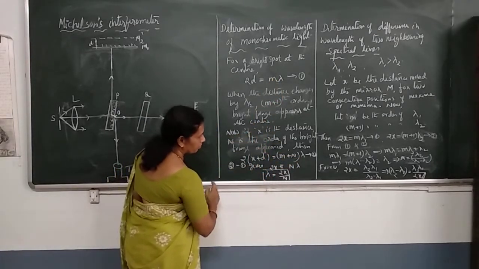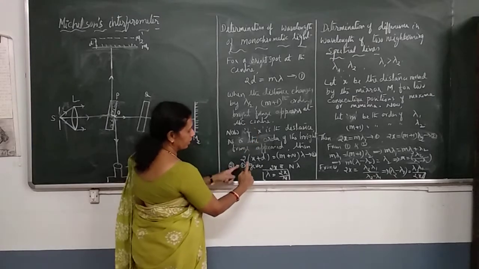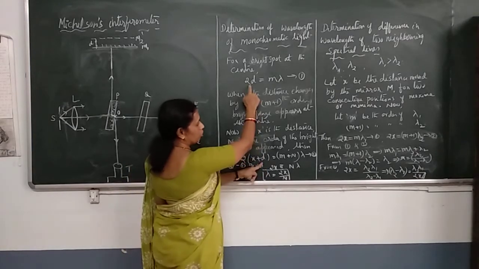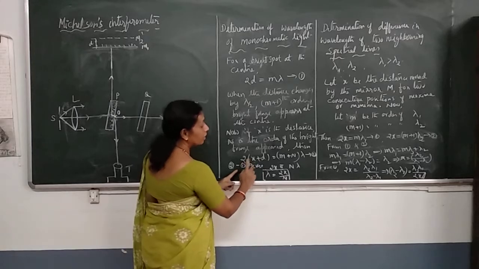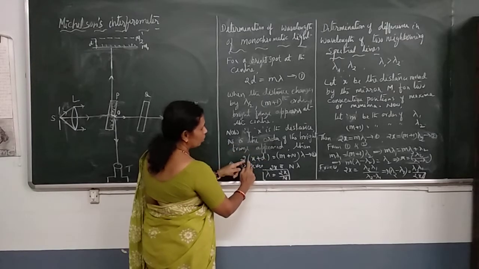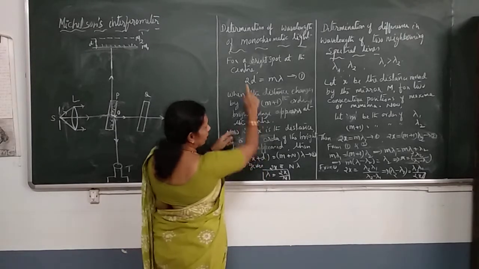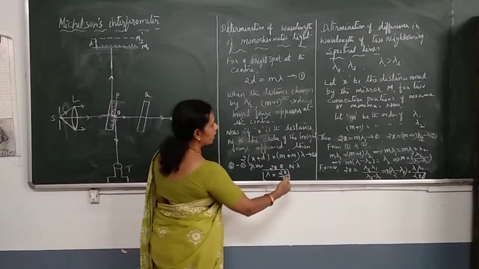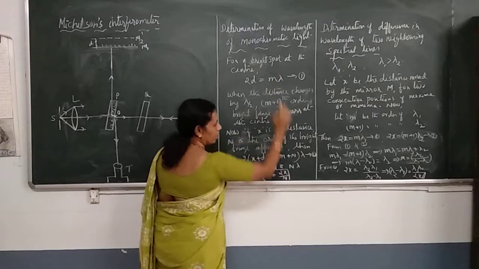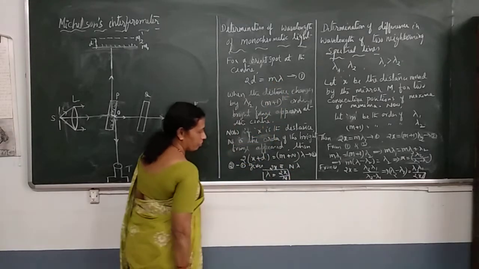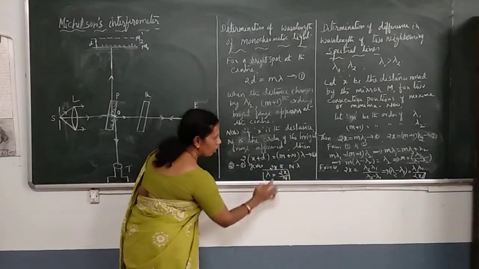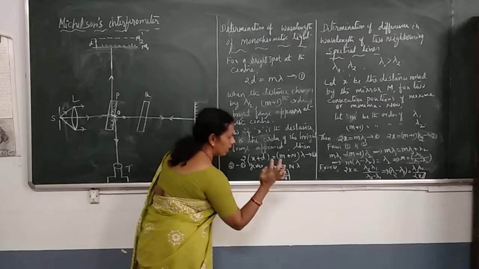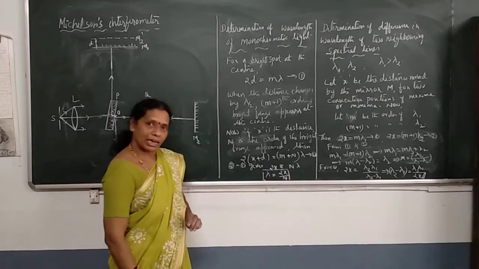When you subtract, the left hand side is 2x plus 2d minus 2d. 2d cancels, and you get 2x on the left hand side. Right hand side, (M + N) lambda minus M lambda is N lambda. So we get 2x = N lambda, or lambda is 2x by N. This is how lambda can be calculated.